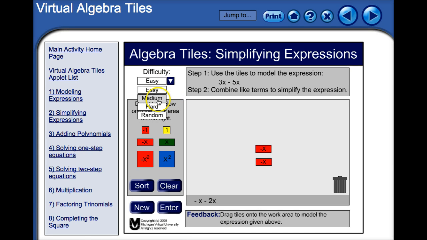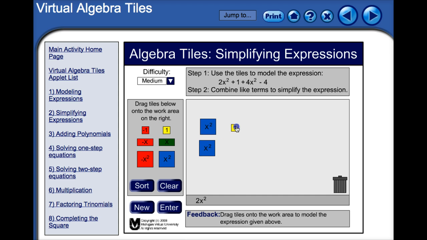Let's go to a more difficult problem, so I'll choose medium. So I want 2x squared plus 1 plus 4x squared minus 2. This is a similar problem to what we did on the ticket today. So here I've got 2x squareds plus 1, and then I want to add another 4x squared, and then minus 4.